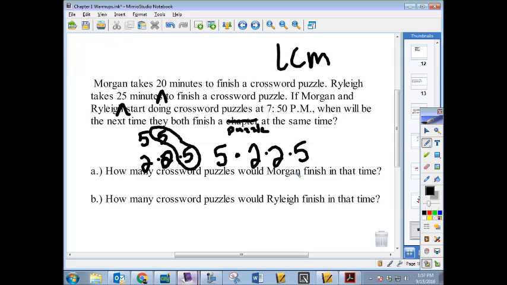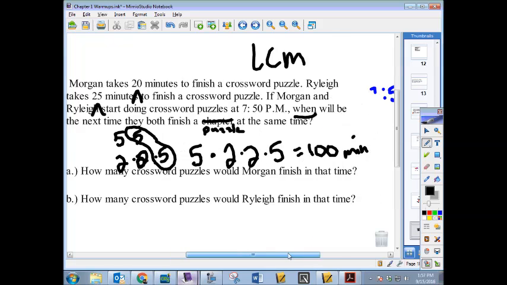And that is going to give me 100. So does everybody agree that every 100 minutes, they're going to be finishing a puzzle at the same time? Agreed. All right. Now, again, the question is when? If they start at 7:50.